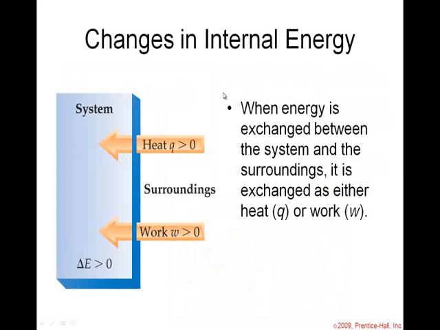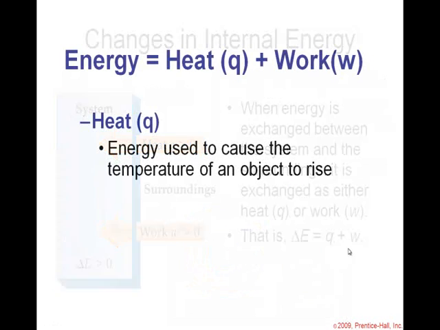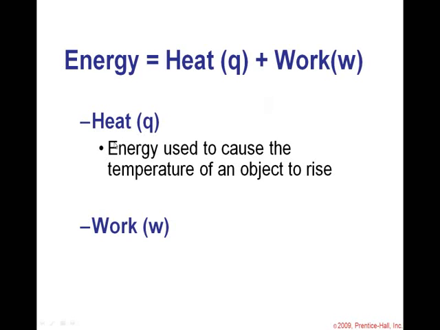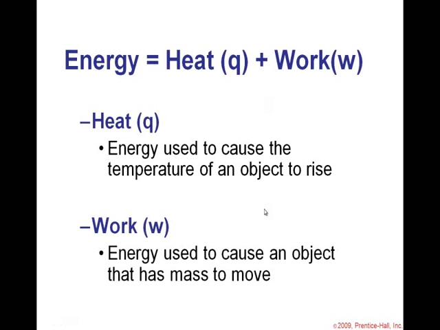So if we have changes in internal energy, when energy is exchanged between the system and the surroundings, it's either going to be as Q or as W or both. So change in energy is always Q, the heat change, plus the work change. So energy is heat plus work. Remember, heat is energy used to cause the temperature of an object to rise, and work is energy used to cause an object that has mass to move.